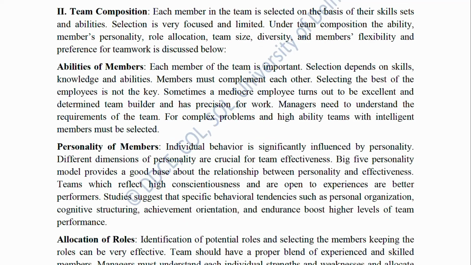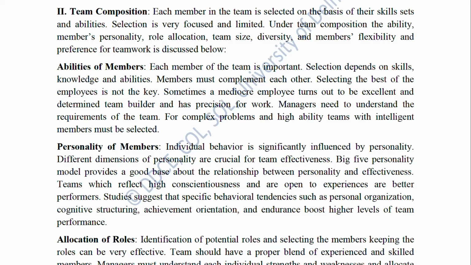Second, team composition. Each member in the team is selected on the basis of their skill sets and abilities. Selection is very focused and limited. Under team composition, the ability, members' personality, role allocation, team size, diversity, and members' flexibility and preference for teamwork are discussed below. Abilities of members.